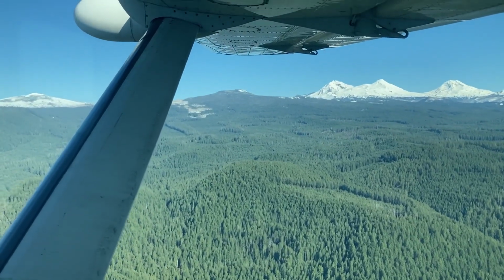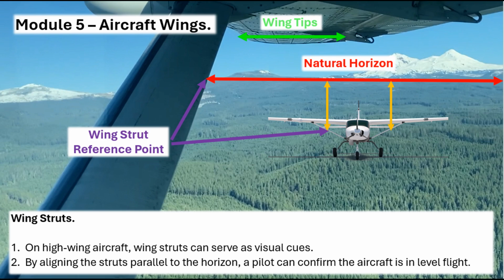Wing struts. 1. On high-wing aircraft, wing struts can serve as visual cues. 2. By aligning the struts parallel to the horizon, a pilot can confirm the aircraft is in level flight.